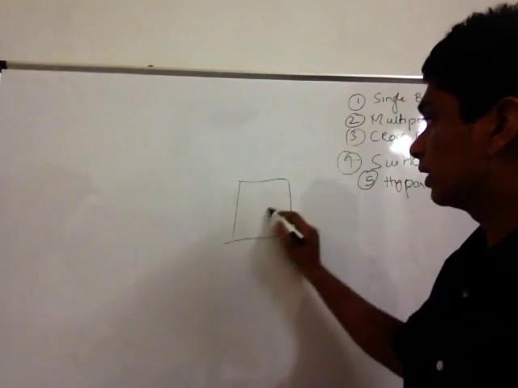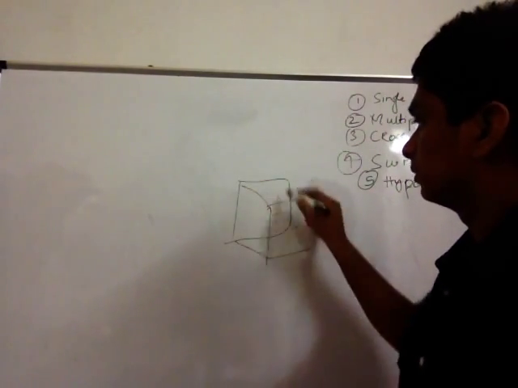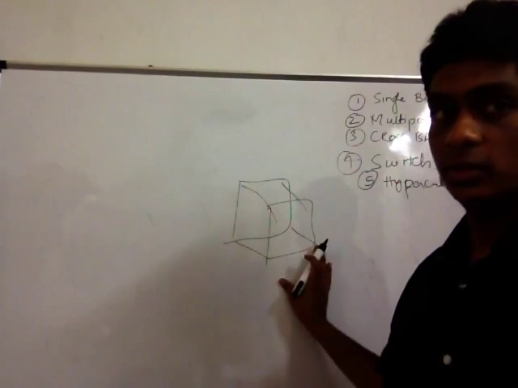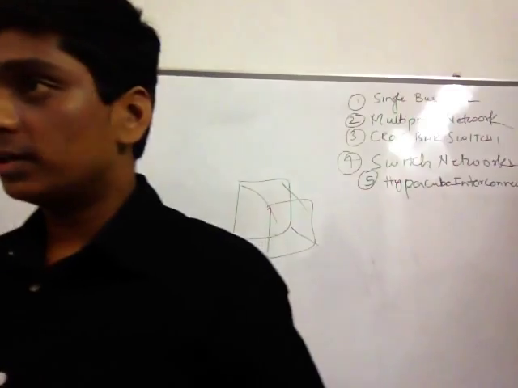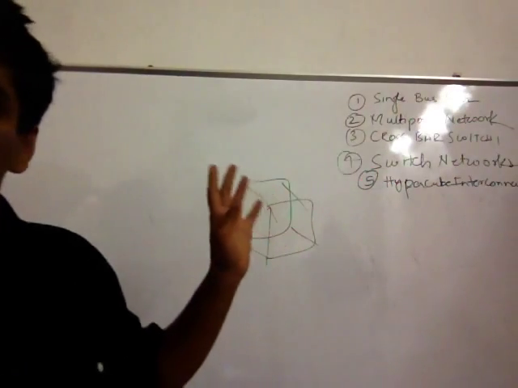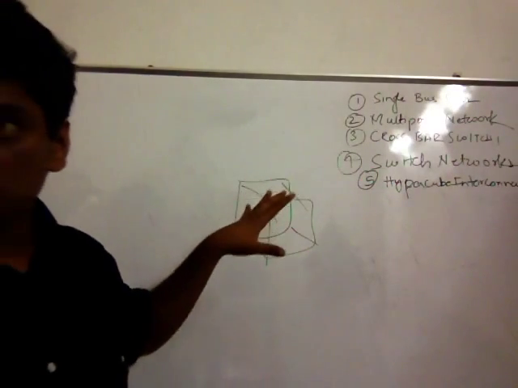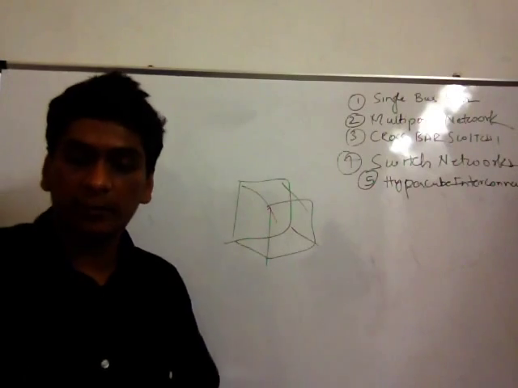How does a cube look like? Like this. So every interconnection in hypercube connection will look like that? There is no other way? Every connection is supposed to look like this? No, it doesn't have to.